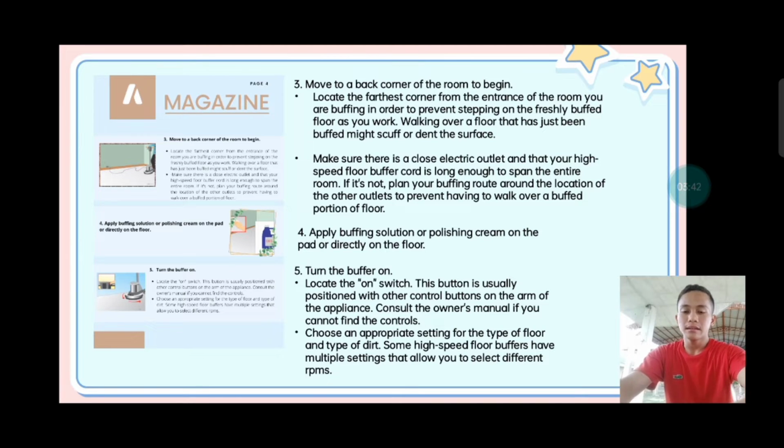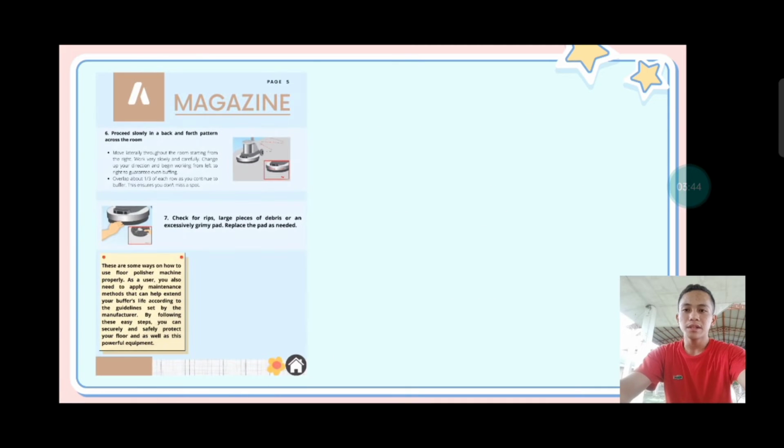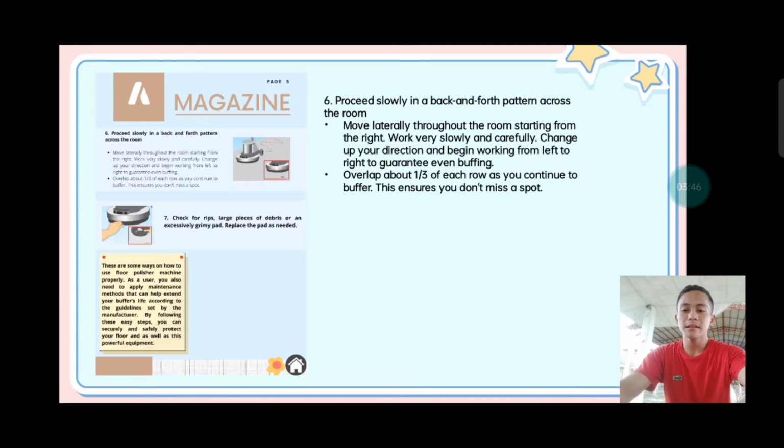And then, the next step, the sixth step would be proceed slowly in the back and forth patterns across the room. Move laterally throughout the room, starting from the right. Work very slowly and carefully. Siyempre, mag-una dyan ta sa right, then sige, mag-una ta sa left, then mabalik ta sa right. Siyempre, mahugaw na balik.